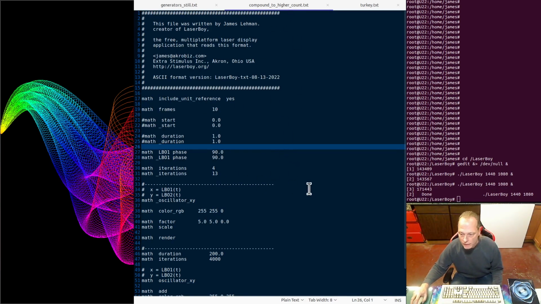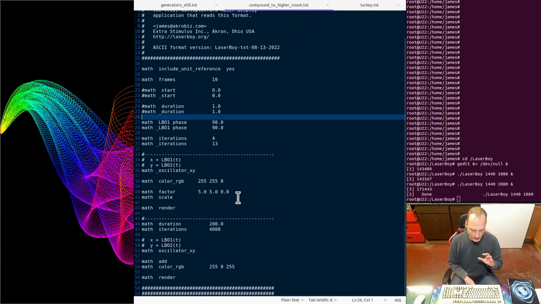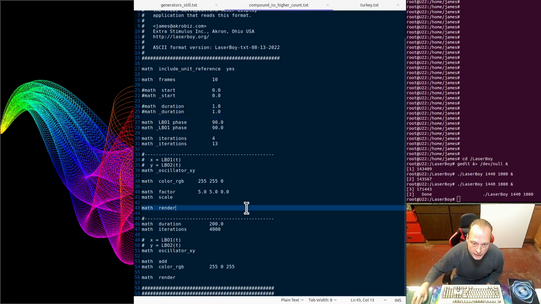And by that, okay, there's an example also in the example text folder called compound to higher count. And basically what that means is LaserBoy looks at the number of vertices in this frame, the number of vertices in this frame, and says, well, this one has more in it than this one does. So we're going to have to linear interpolate to pull positions out of this one to match up with all the XYZ coordinates that are in this one. And to demonstrate that, well, I'll just open this and I'll show you what it does.